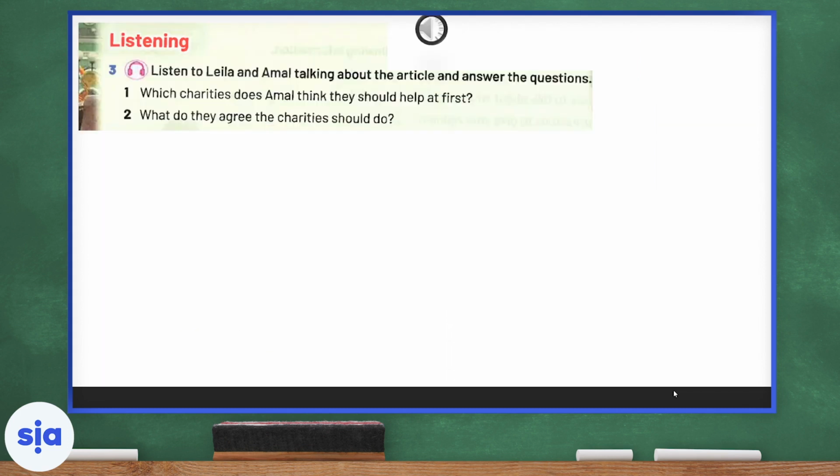Now we're going to listen to Layla and Amal talking about the article, and then we're going to answer the questions. Let's listen first and then read the questions.